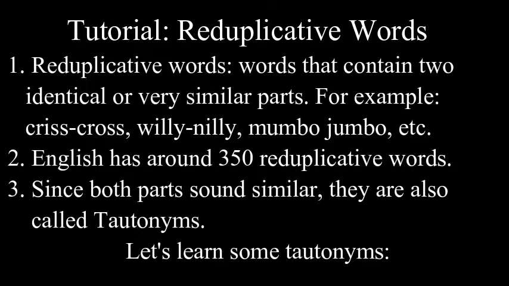In this tutorial, we are going to talk about reduplicative words. These are words that contain two identical or very similar parts. For example, crisscross, willy-nilly, and mumbo jumbo. In the English language, there are around 350 reduplicative words or expressions. Since they sound similar, such words are also called tautonyms.